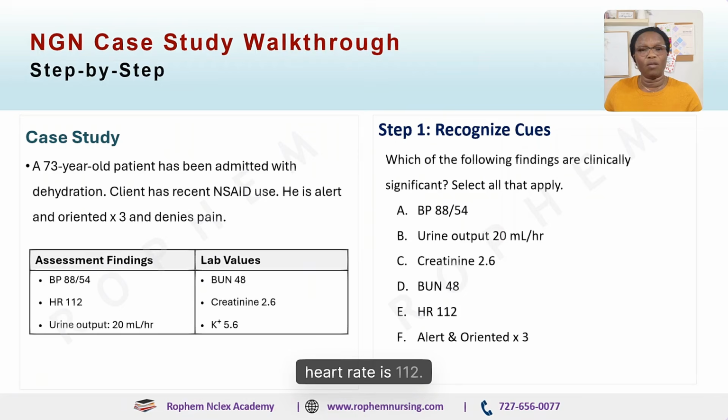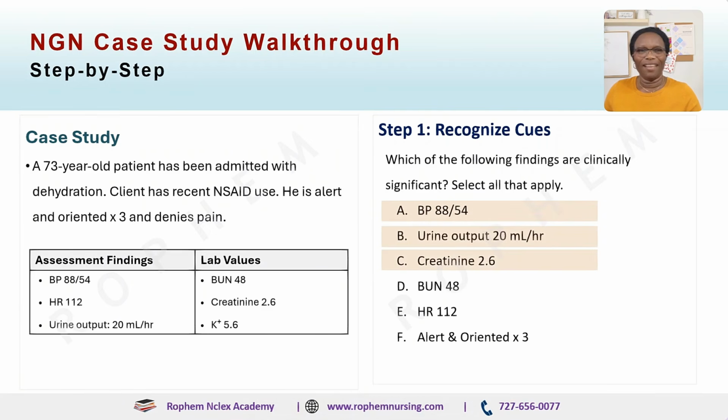E, heart rate is 112. And F, alert and oriented ×3. Which of them are your choices? The correct answers are A, B, C, D, and E.